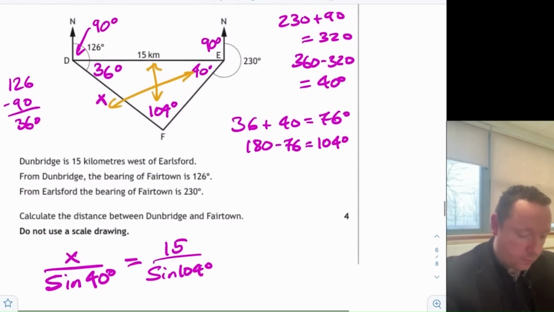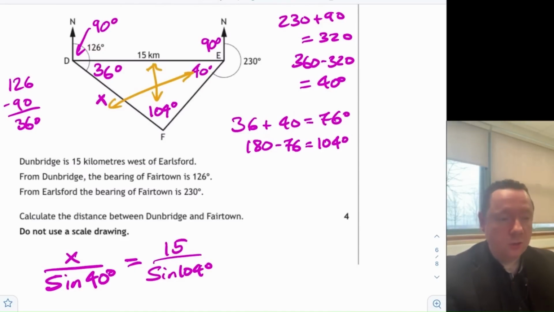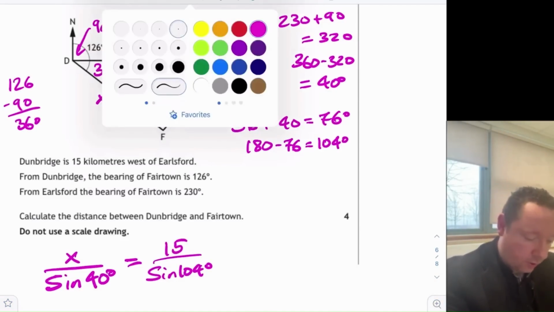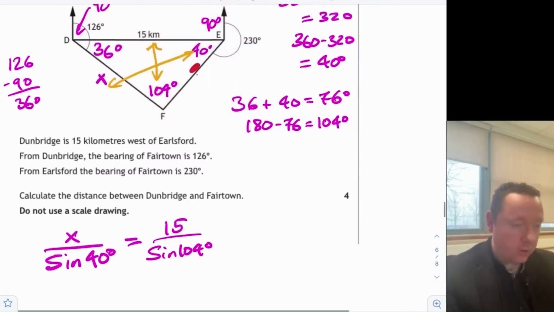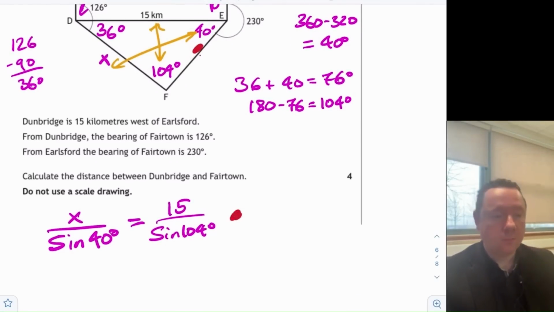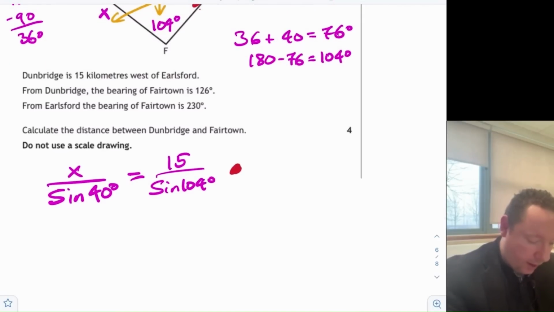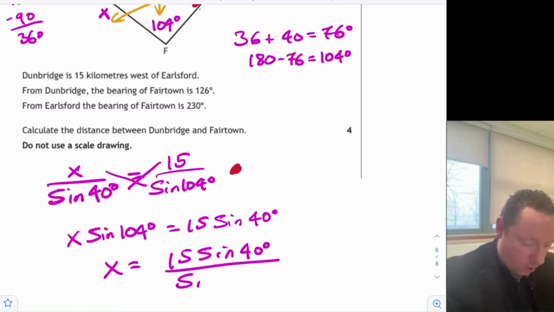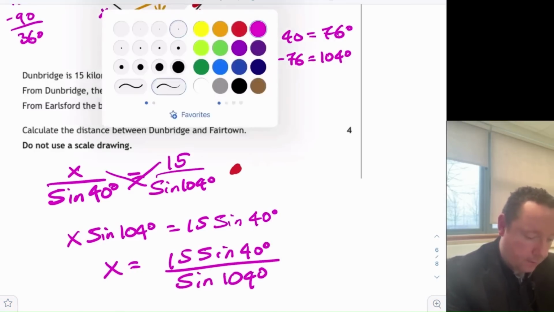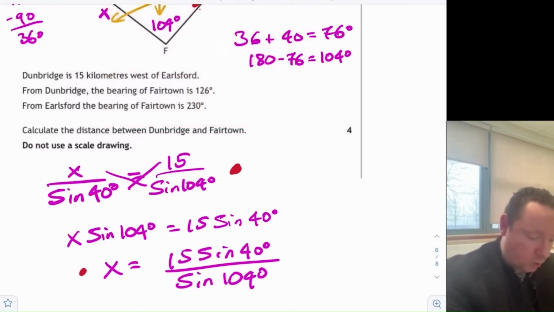So, marks so far. You're getting a mark for 40 and 104 degrees. If you've managed to just calculate your angles inside your triangle, over here you've got a mark, and then you've got a mark for writing down the correct sine rule. Now we need to rearrange it. So, as per usual, we can say that x sine 104 equals 15 sine 40. So x is 15 sine 40, then divided by the sine of 104 degrees. And that's a mark at that point as well.